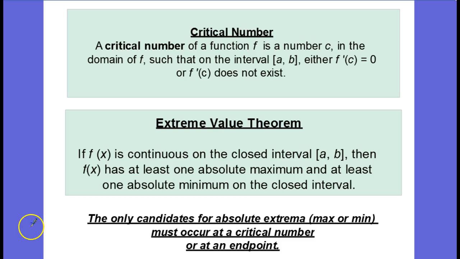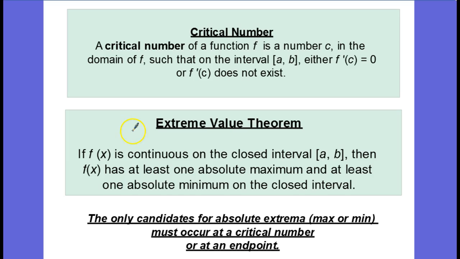In the next set of examples, we will make use of something called the EVT, or the extreme value theorem. To do this, we first define critical numbers to be any number C in the domain of f on a closed interval from a to b, where either f prime of c is equal to 0, where the slope is 0, so that would possibly be a maximum or minimum, local or absolute, or if f prime of c does not exist. And so that could be a cusp on a piecewise function.